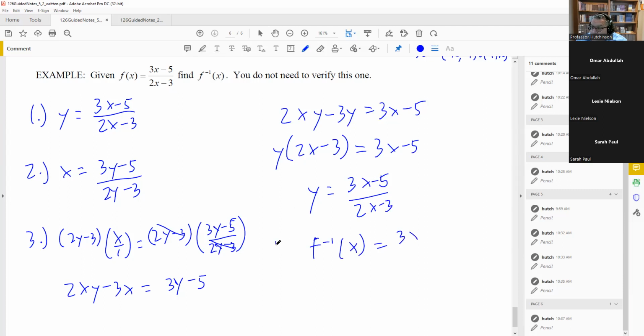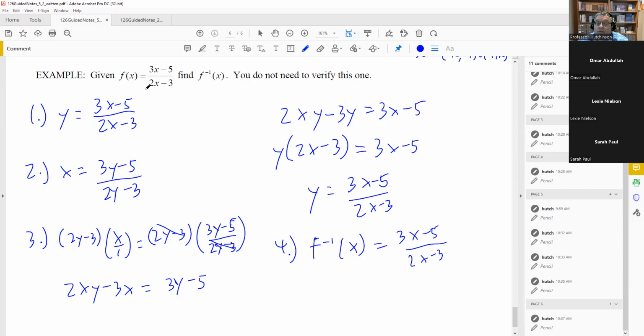This would be step number 4, to put the inverse notation back in again. So notice we get exactly the same thing as what we started with. Does that mean that we made a mistake? No, actually. It is possible for you to get the original function. It's pretty rare, but it only happens when the original function is already symmetric about the line y equals x, which this is.